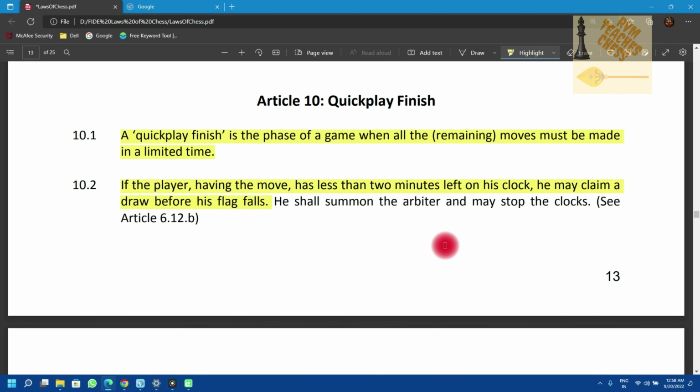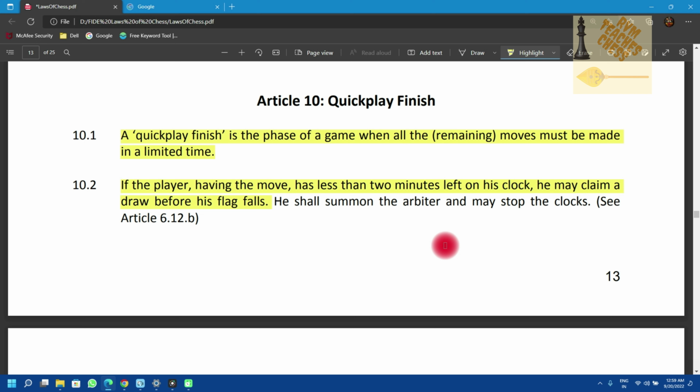Next is quick play finish. Quick play finish is the phase of the game when all the remaining moves must be made in a limited time. This is the last phase of the game, and it happens in some tournaments where they have a rule like you have to make 60 moves in 1 hour, the next 20 moves in another 25 minutes, and the rest in the final 30 minutes till the end. So in the last 30 minutes you have got to completely end the game.